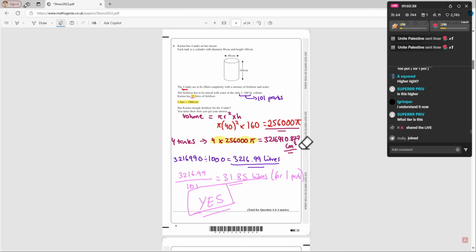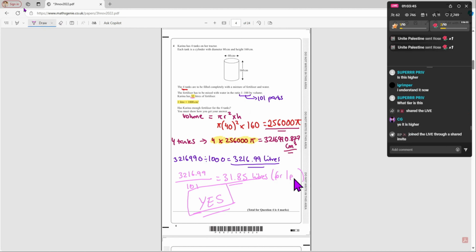This is for one part. I wrote one part here. This is the higher tier. It is the higher tier, guys. So yeah, let's move on to our next question.